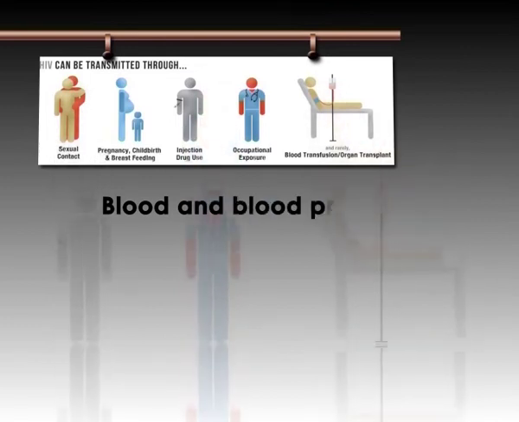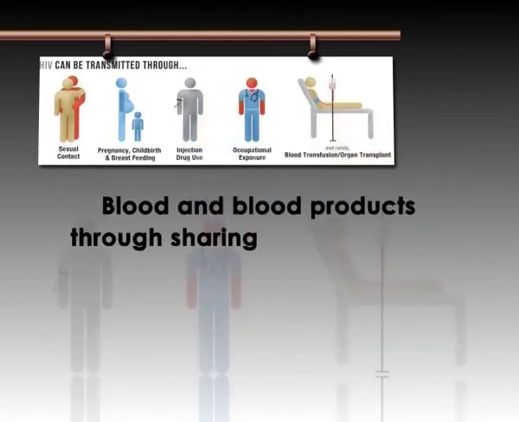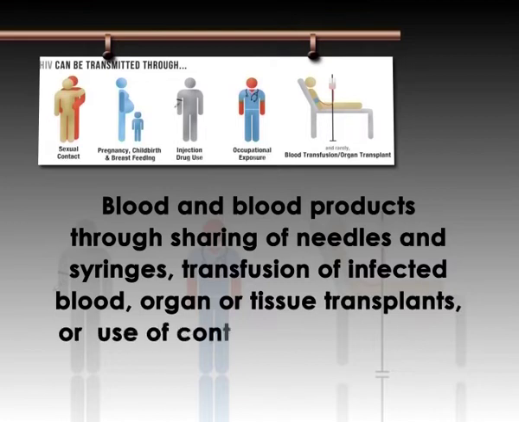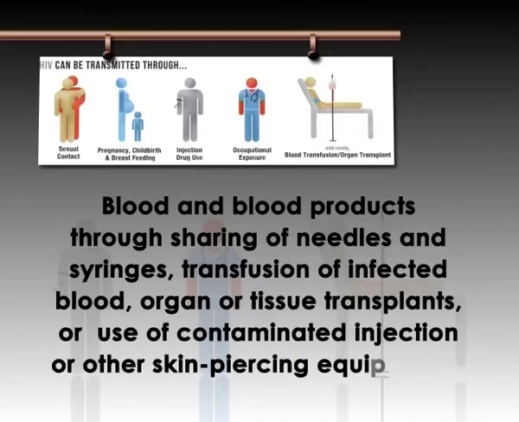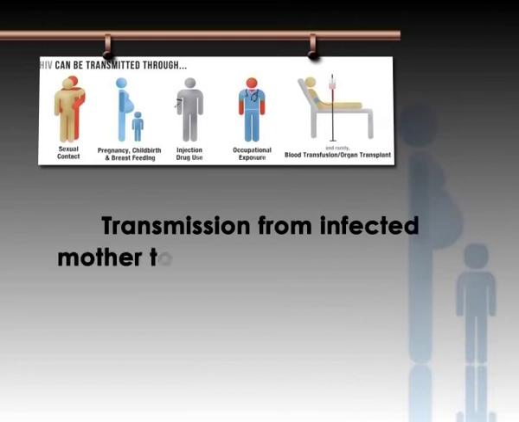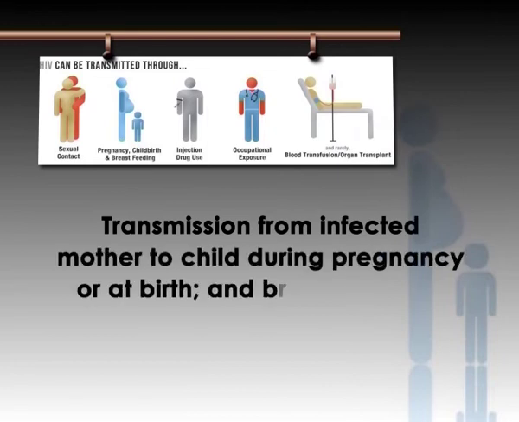Number 2. Blood or blood products through sharing of needles and syringes, transfusion of infected blood, organ or tissue transplants, or use of contaminated injection or other skin piercing equipments. Number 3. Transmission from infected mother to child during pregnancy or at birth and breastfeeding.